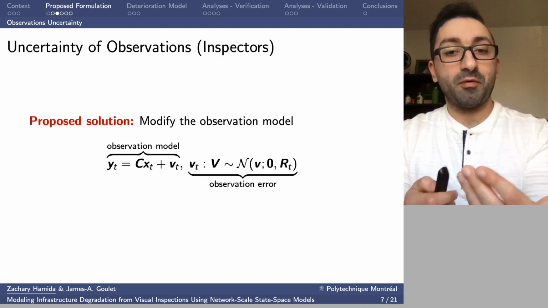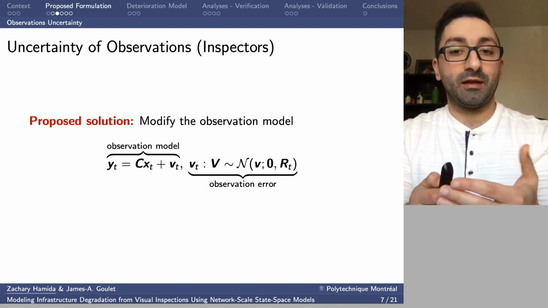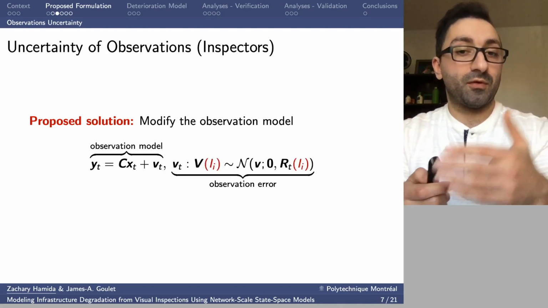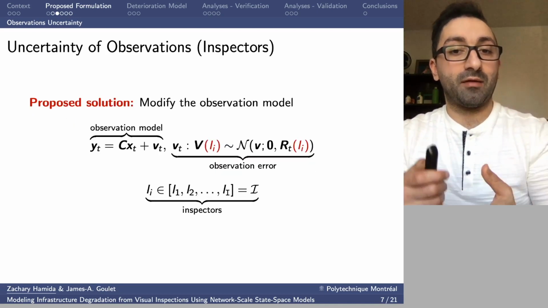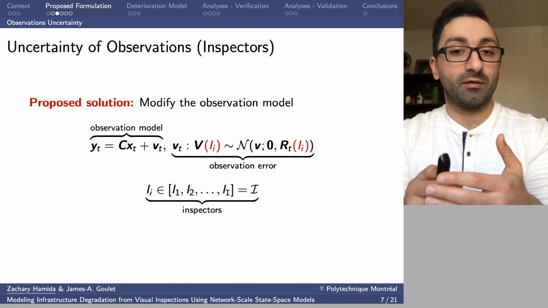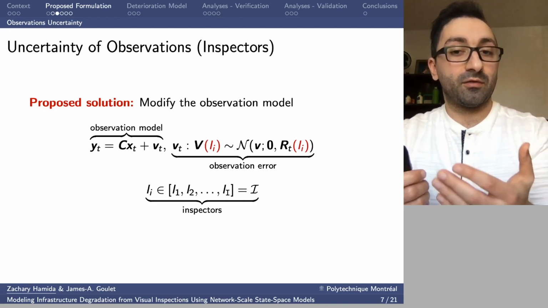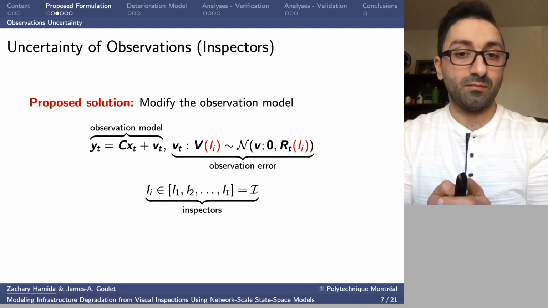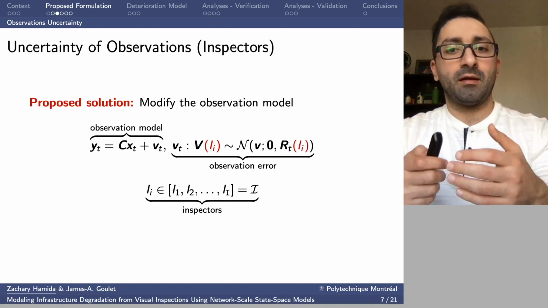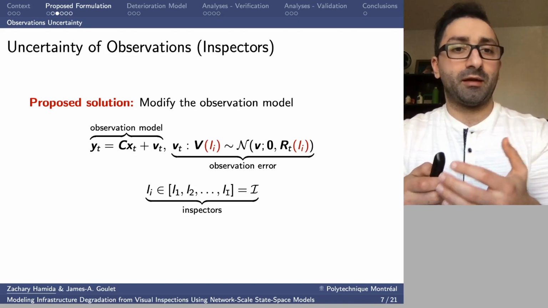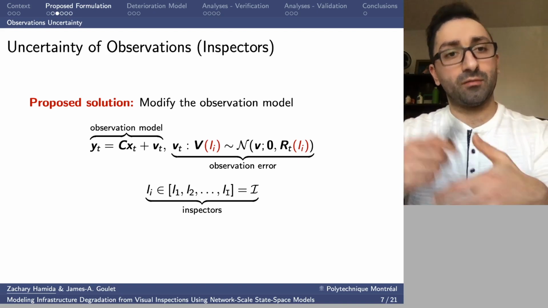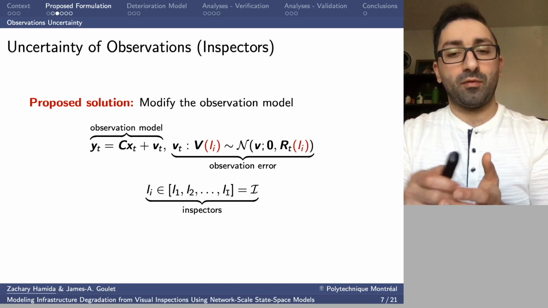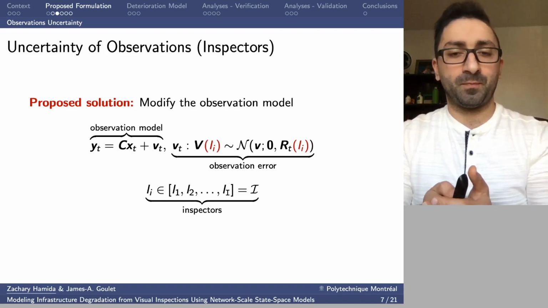So that's why what we propose is really to associate a variance term for each inspector. So we would have as many error variances for the observation error as we have inspectors. And these are going to be model parameters that are going to be estimated for the whole data, which we will see in the later slides.